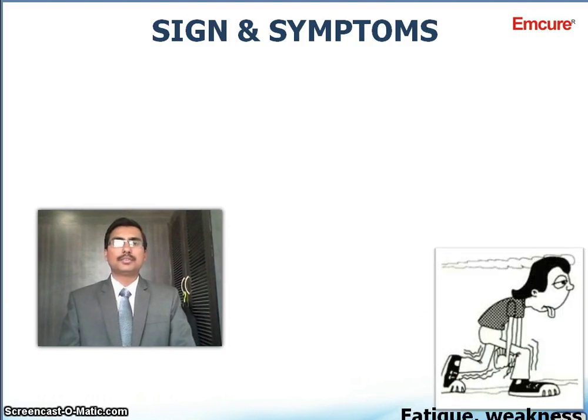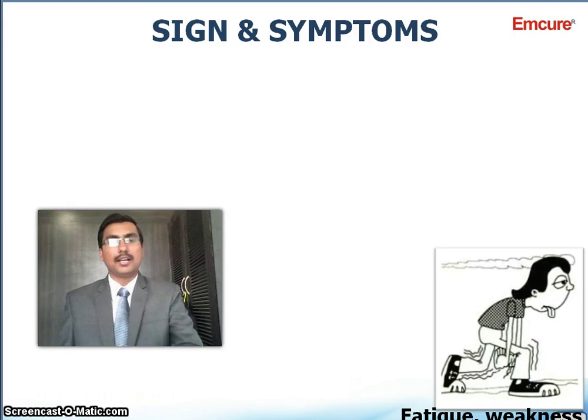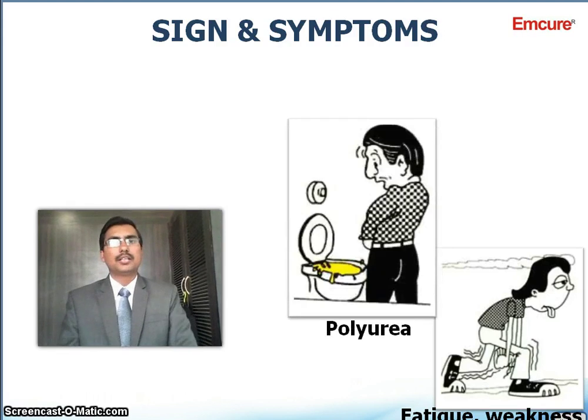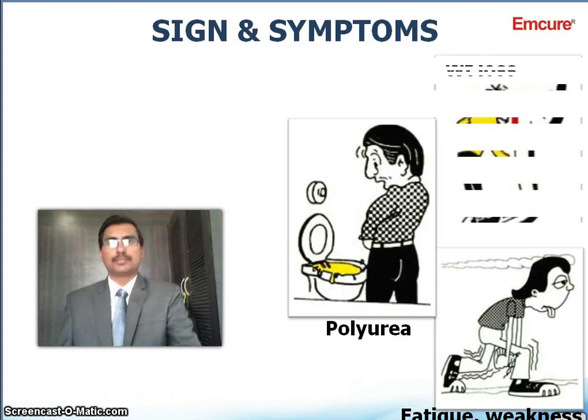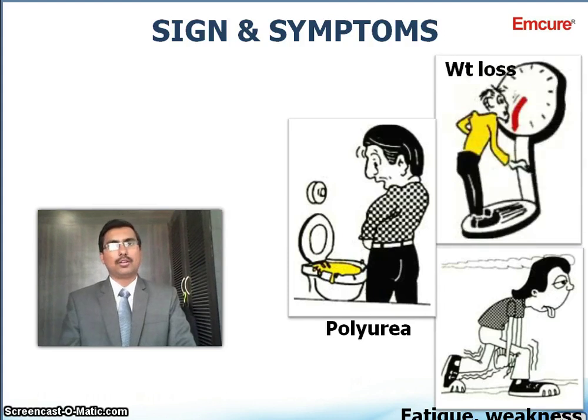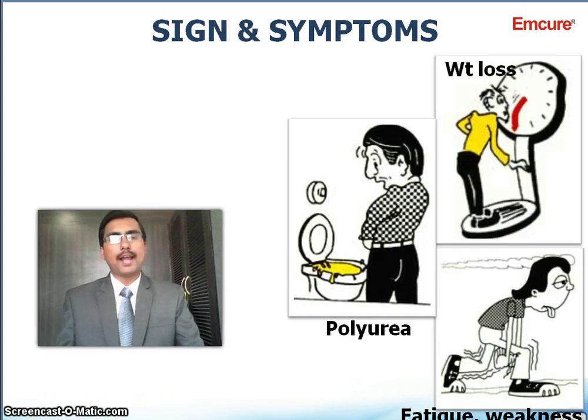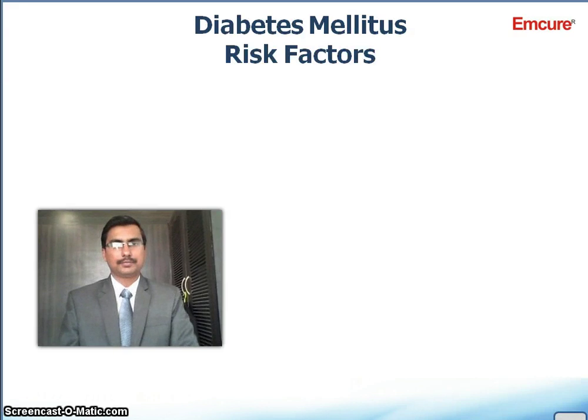In a diabetic patient, it has been seen that the person becomes tired very fast. With less amount of physical activity also they become very tired. Then is polyuria. Polyuria means frequent urination. And then weight loss. So these are the major signs and symptoms of diabetes. Now let us understand various risk factors of diabetes.